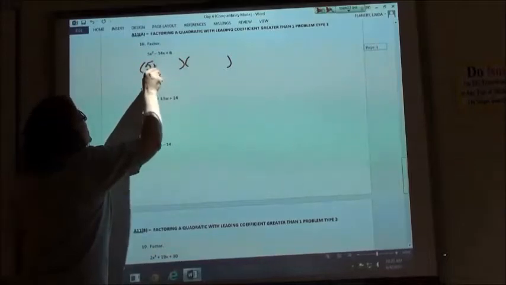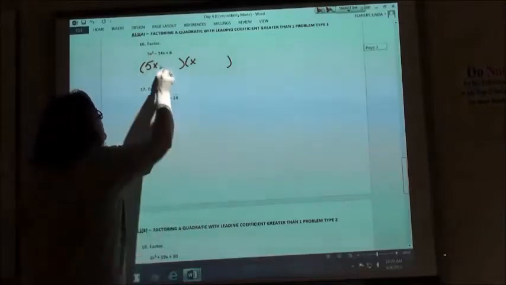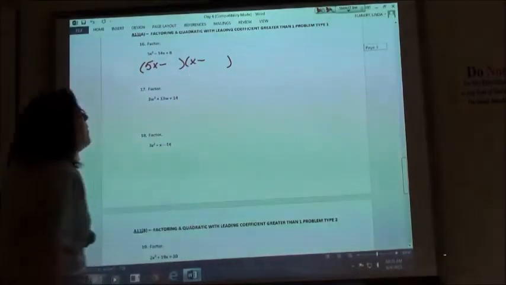First of all, I'm factoring my leading term. For 5x squared, 5x times x, or x times 5x, whichever order you like to put them in. My rules for my signs basically are the exact same thing. If the end is positive, they both have to be the same as the middle. So since the end is positive and the middle is negative, I'm going to have a negative and a negative.